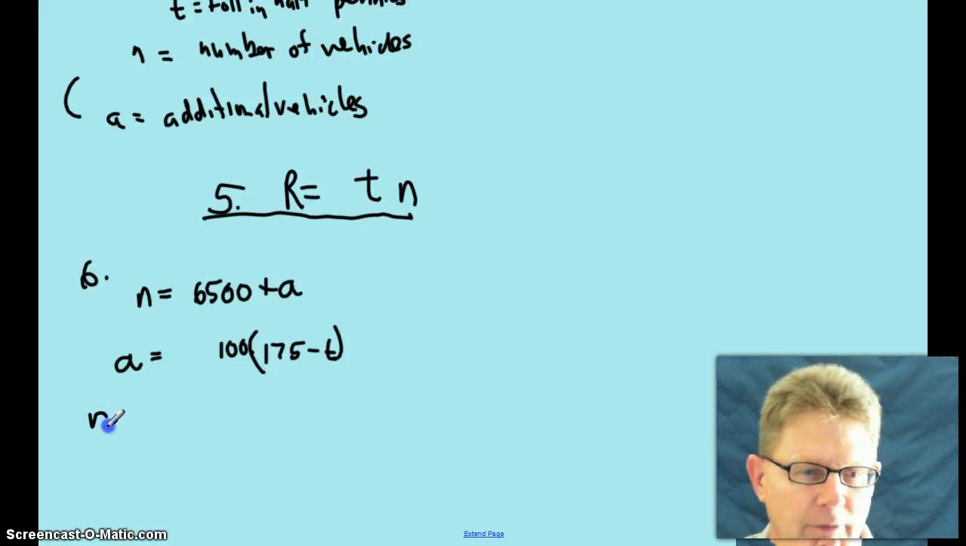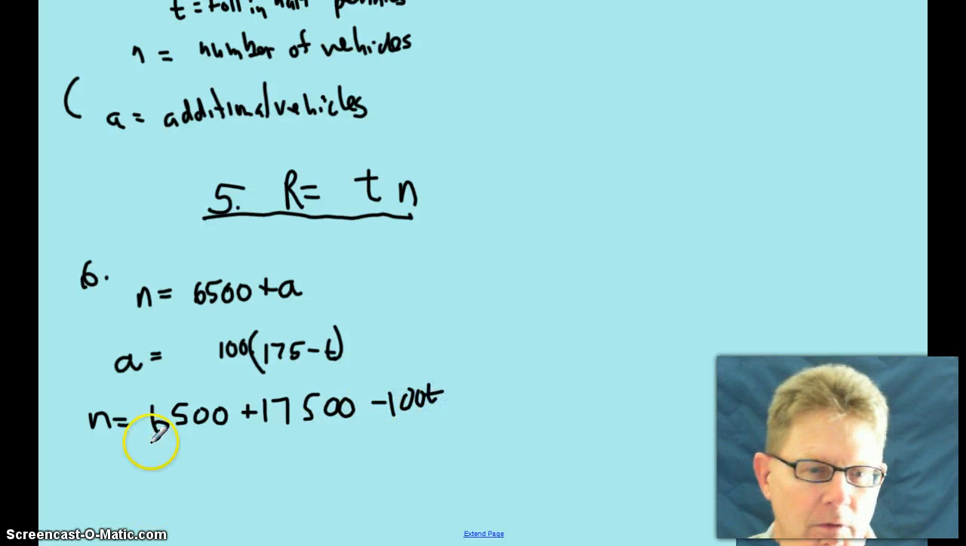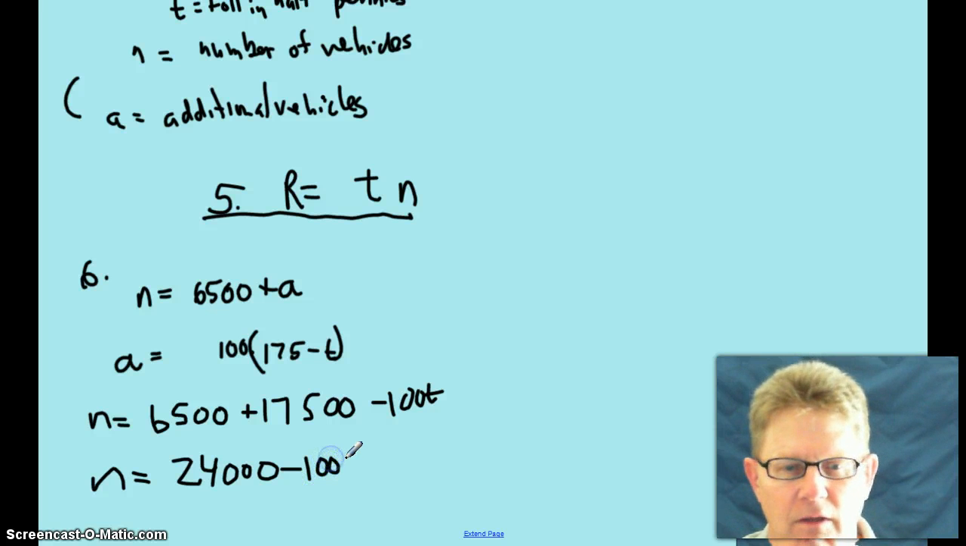So N, I'm going to substitute A in up at the top here. I'm going to put this A right here into there. N equals 6,500 plus 17,500 minus 100T. So N equals 24,000 minus 100T, the number of vehicles.